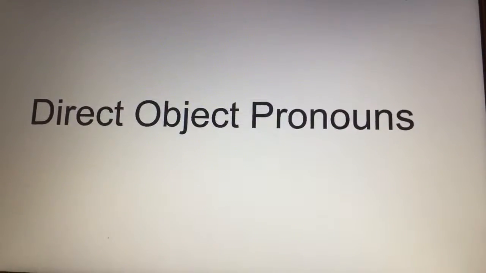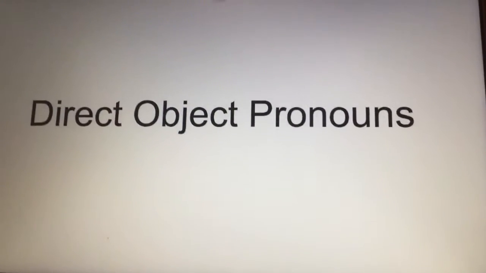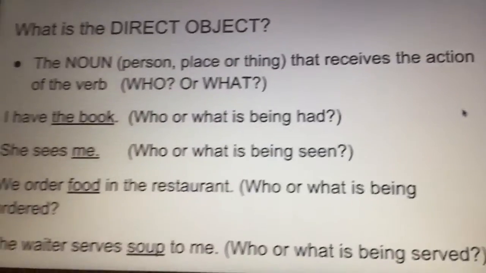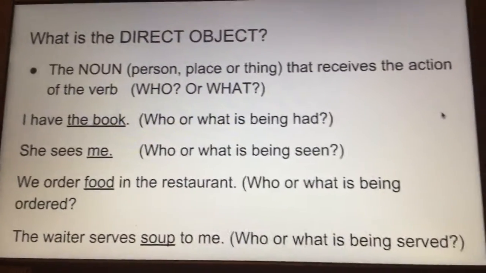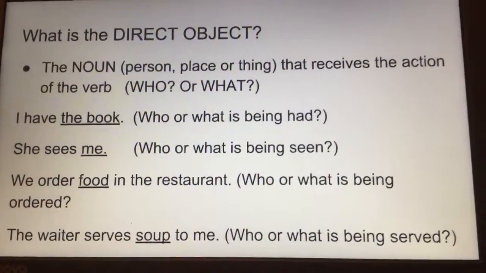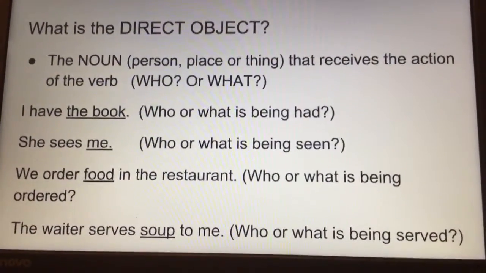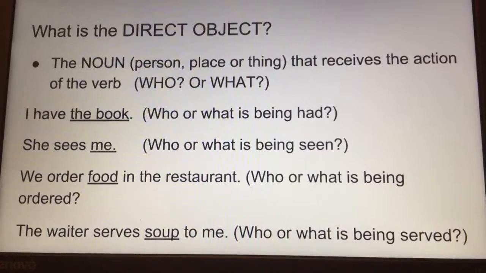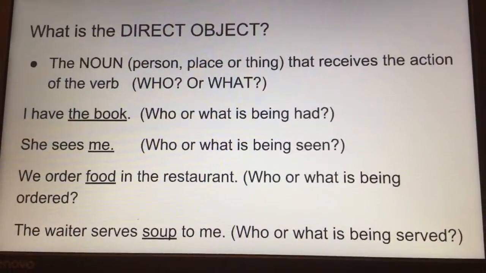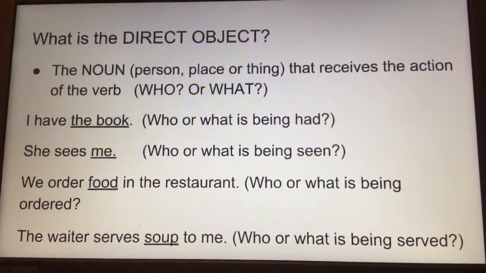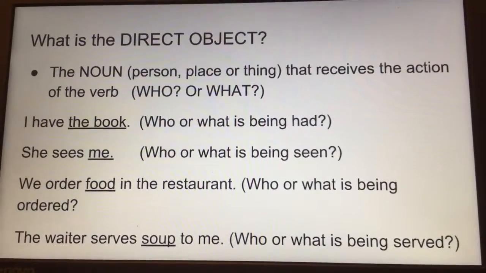All right, it's time to talk about direct object pronouns. So first of all, we have to understand what is the direct object. We're going to look at some examples in English to help you better understand. A direct object is the noun, which is a person, place, or thing, that receives the action of the verb. Basically, it answers the question, who or what.